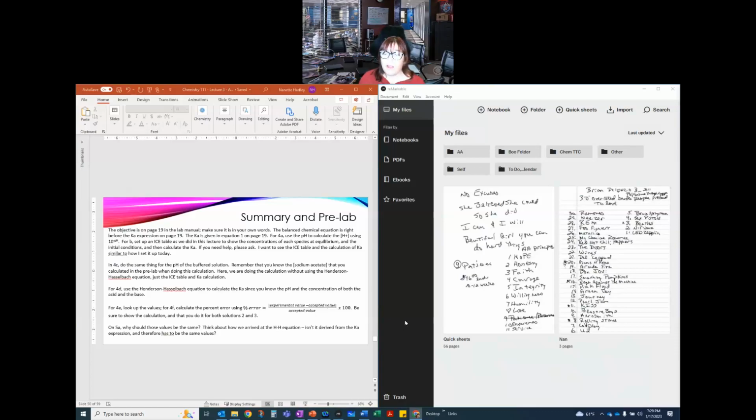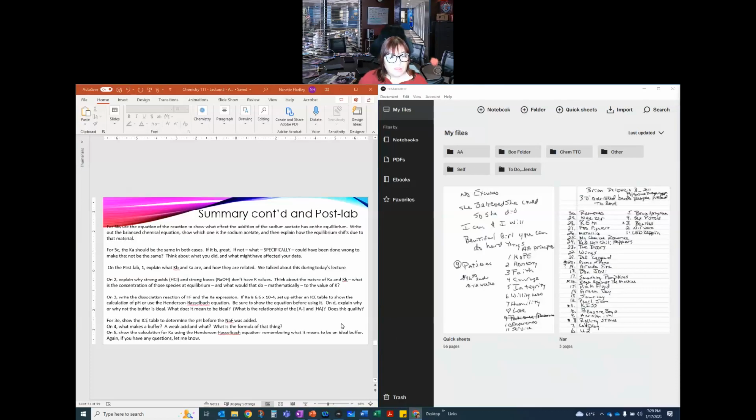On 5A, why would you expect that both of those solutions should give you the same value for Ka? So the one with it's just being acetic acid and the one with it being acetic acid in the buffer situation, I would expect those two numbers to be the same. Why? Why is it that that should be true?